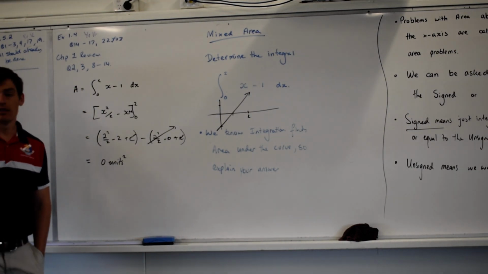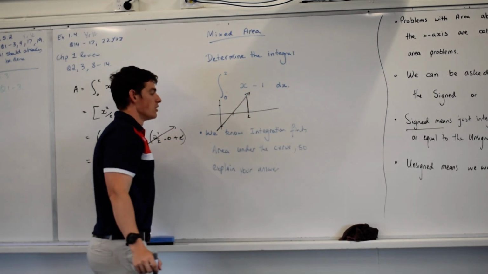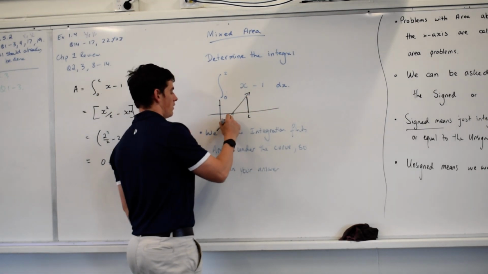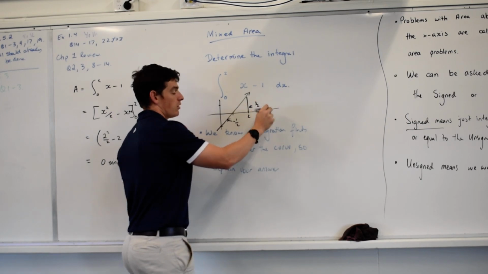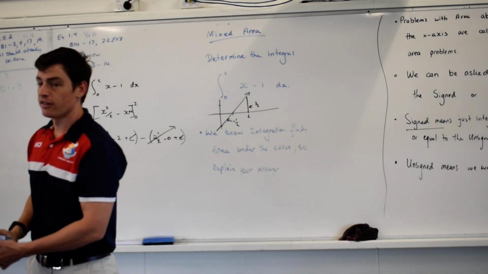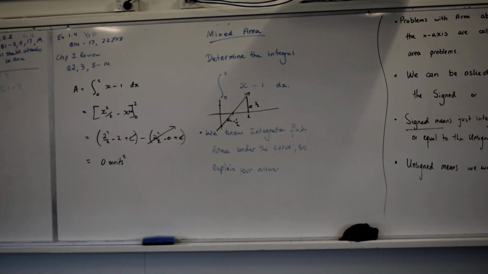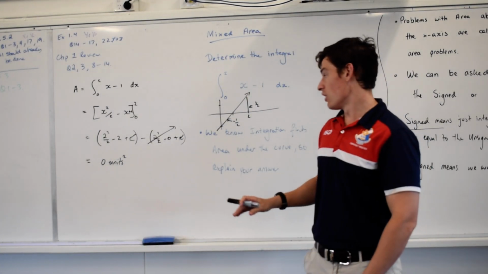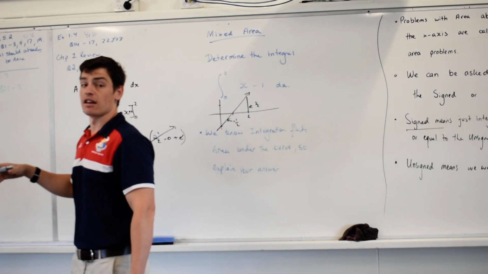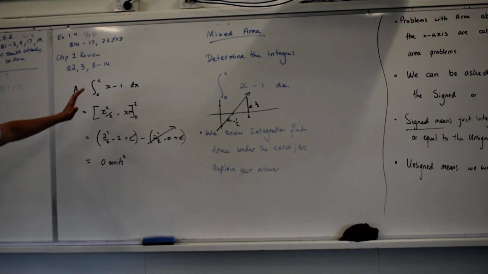Emma? So the area here is negative a half. The area here is positive a half. What's negative a half plus positive a half? 0. So the reason I did that is because I'm trying to show you that in mixed area problems, when we integrate, the sign of the area does matter. So if we've got negative area, it's going to stay negative. Cool?